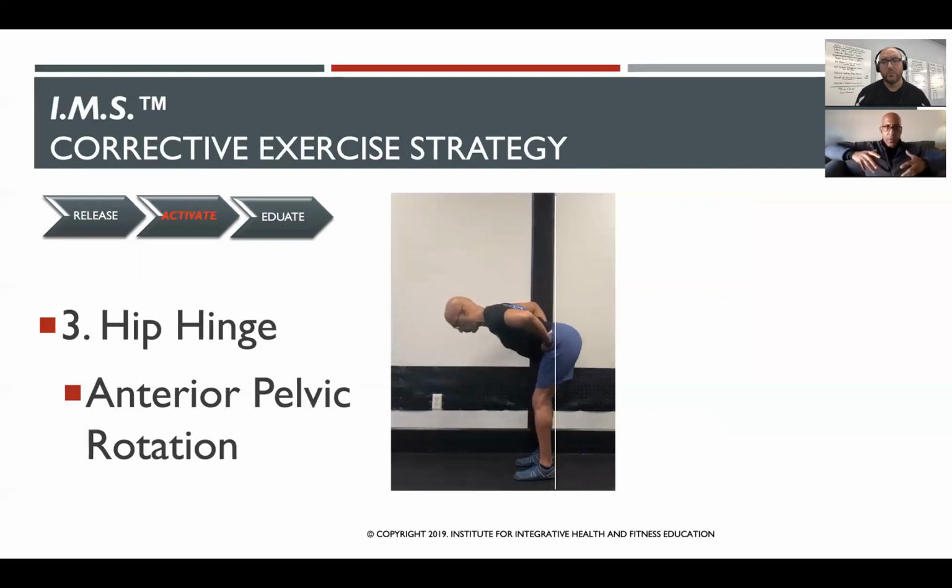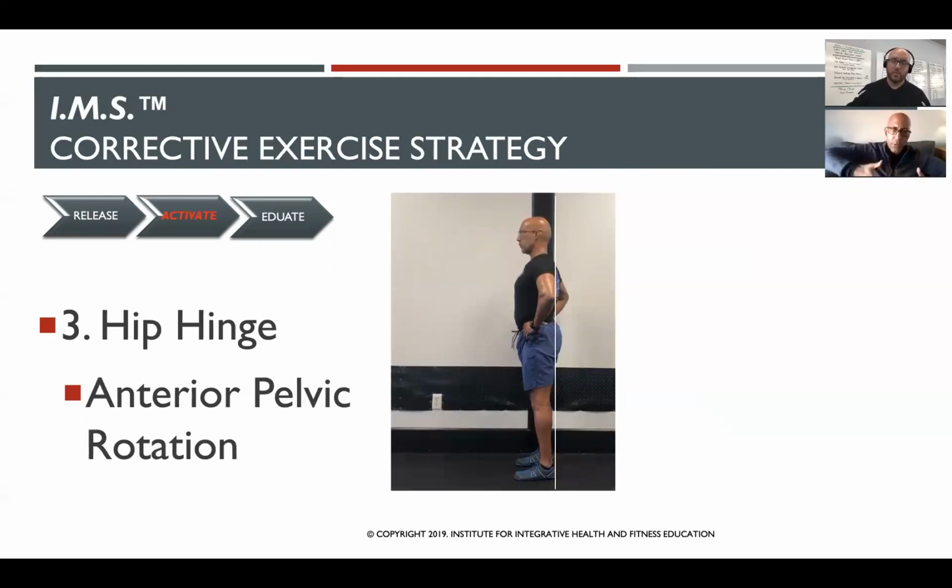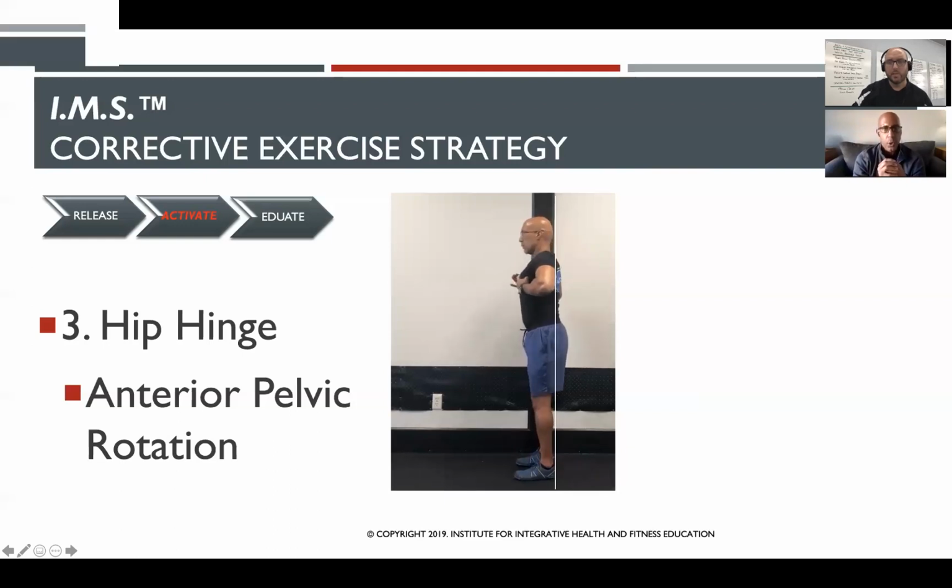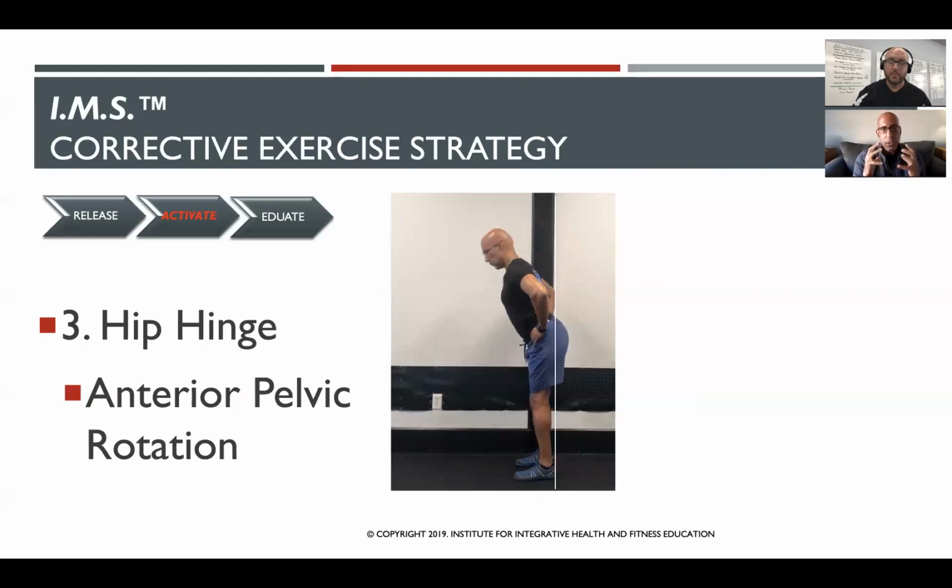When you do a proper hip hinge, you want anterior pelvic rotation so the weight stays over the foot, and you're able to load that posterior chain, the glutes, the external hip rotators, and the hamstrings, and you get that nice eccentric lengthening of that posterior chain so that you can load the hips and use them appropriately. And then when you come up, you're coming straight up, not driving that pelvis forward in front of the thorax.